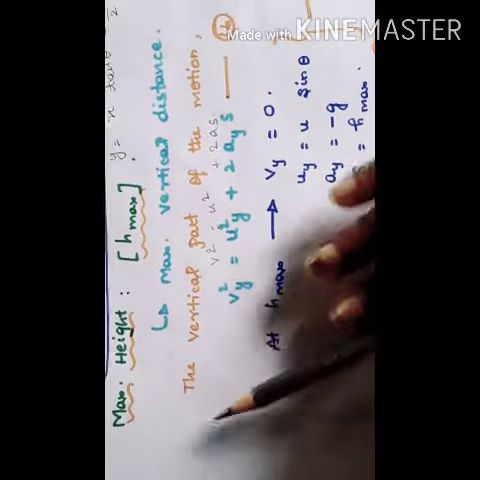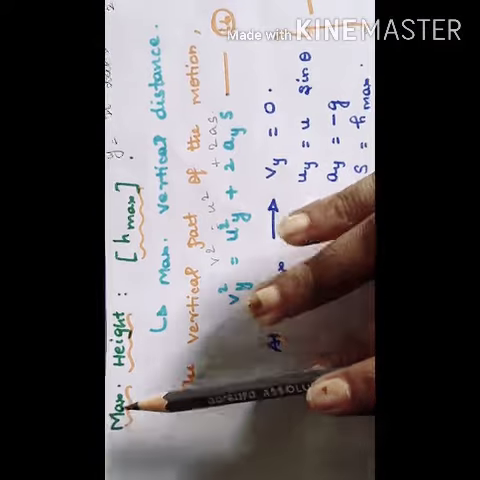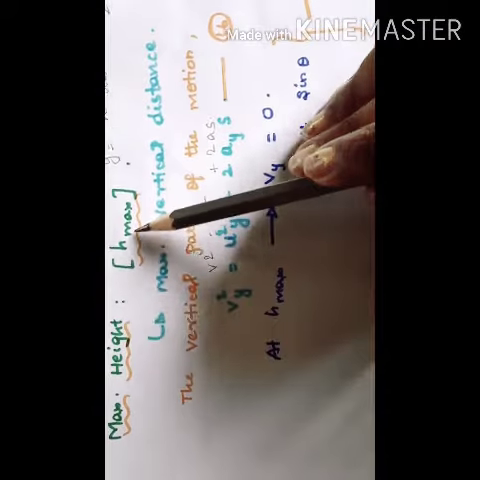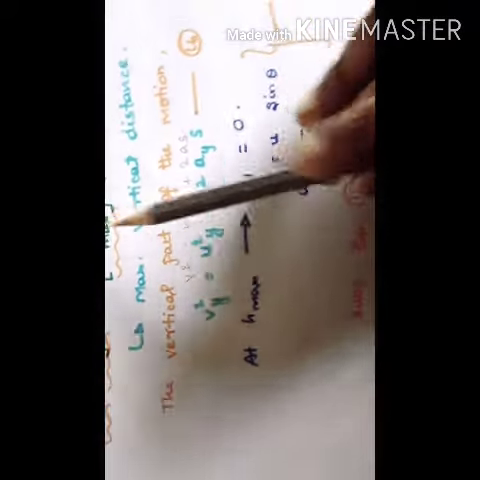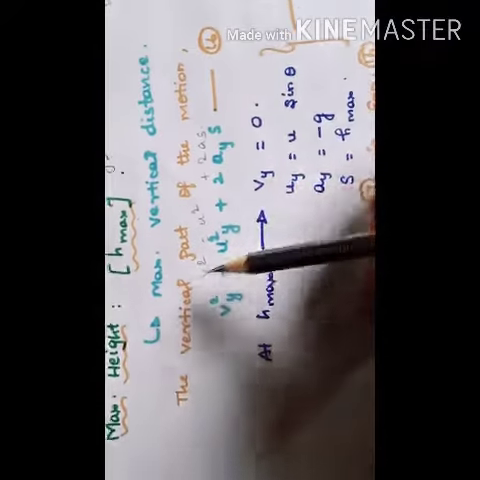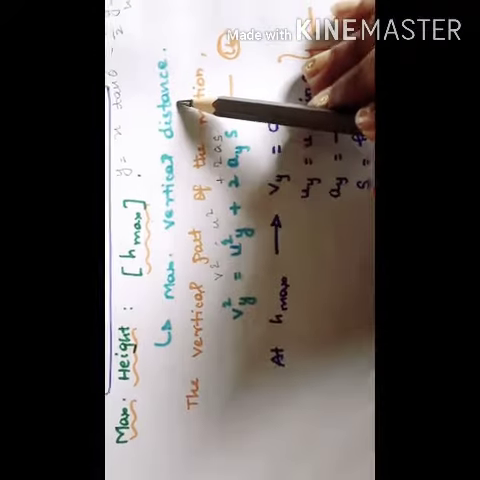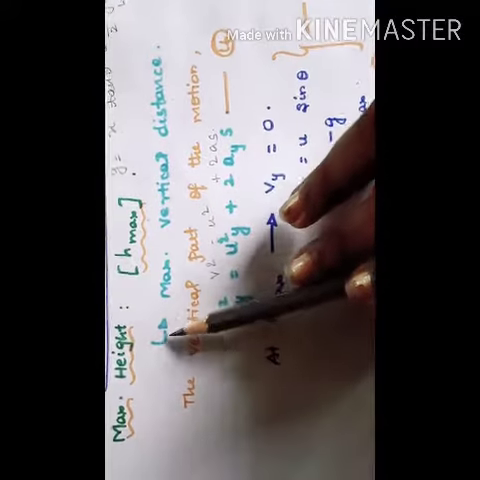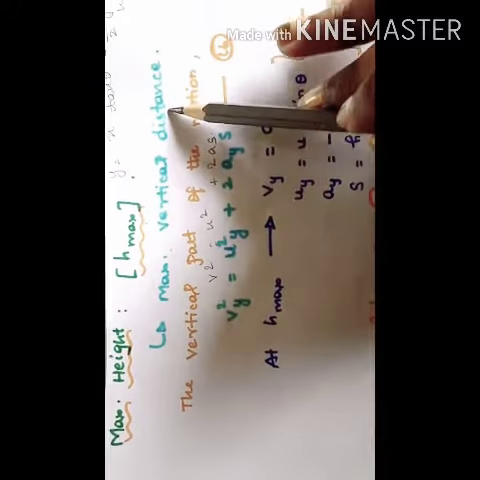Initially we are going to learn about maximum height, which will be represented by the variable h max. Maximum height is nothing but the maximum vertical distance of the particle.